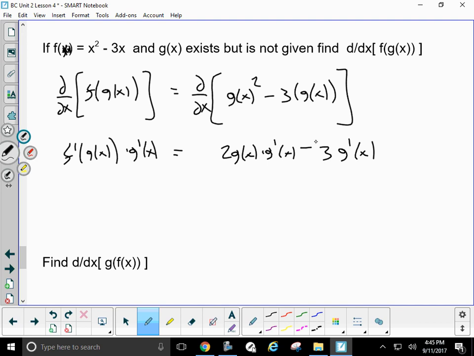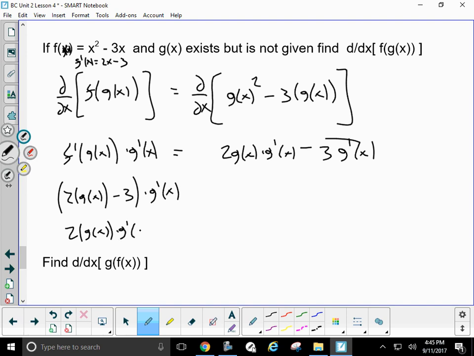Now, you could also write it this way. Now, you could write what f prime is. f prime of x is 2x minus 3. So if I plug in g of x into 2x minus 3, I have 2 times g of x minus 3, all times g prime of x. Notice if I distribute the g prime of x, I get exactly what I had here. So 2 different ways to get this answer. Maybe be comfortable with both, but if you prefer one over the other, that's totally fine.